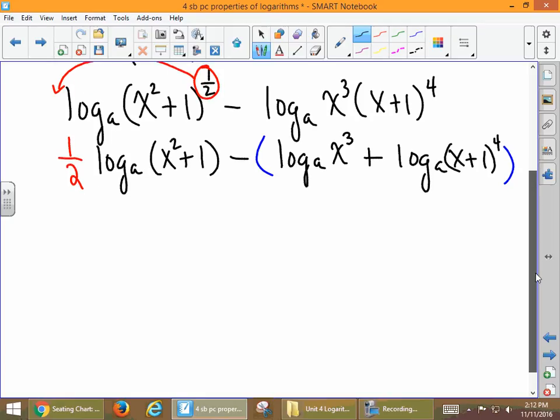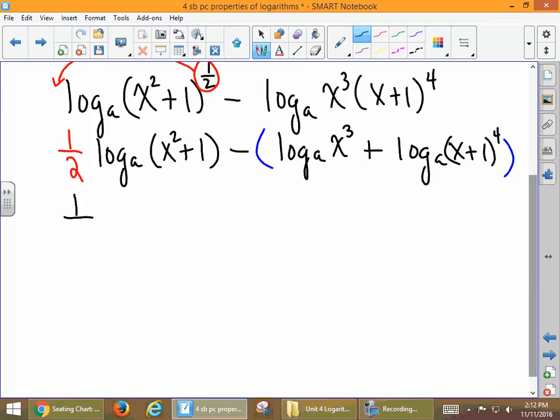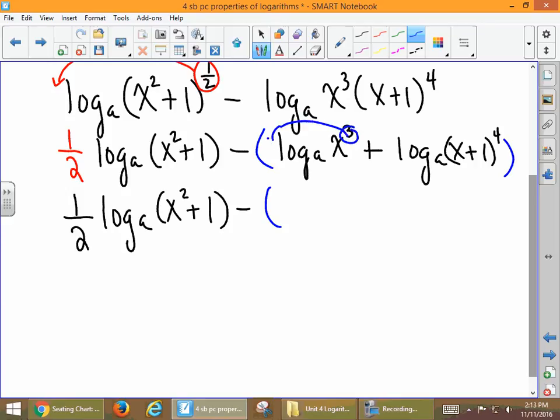So now, we can't do anything over here in the first term, 1/2 log base a of x squared plus 1. What we can do in our second part of our problem here is that we have powers on these. So we're going to use the power property of logarithms again. And what that means is this 3 is going to be written out in front.